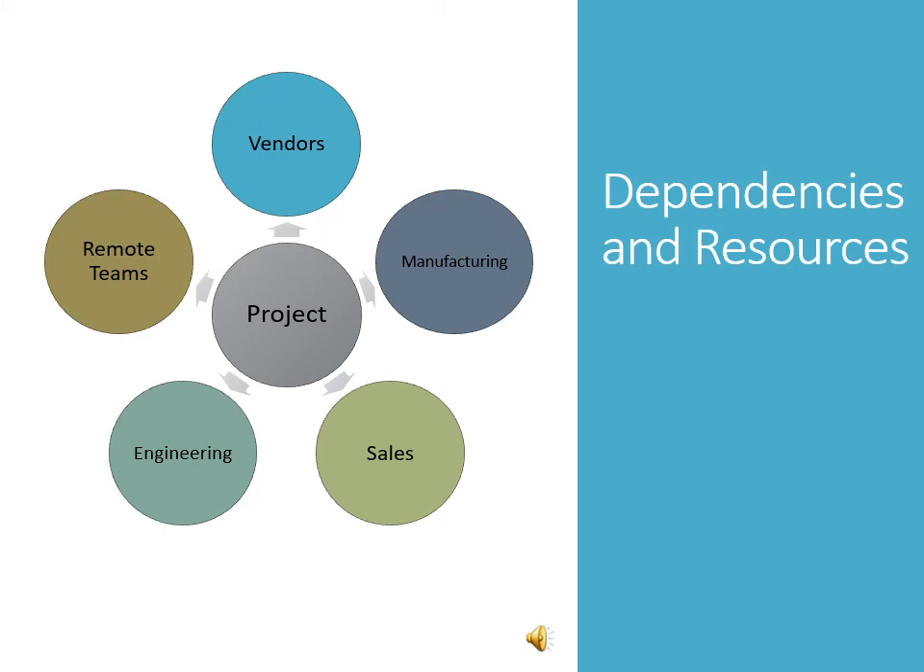As we can see from the diagram, dependencies and resources, we need to ask ourselves the question: what are the dependencies that affect the timeline, cost and output of this project? Here we have the manufacturing, sales department, engineering, remote teams, vendors, and contractors that are interlinked with that particular project.